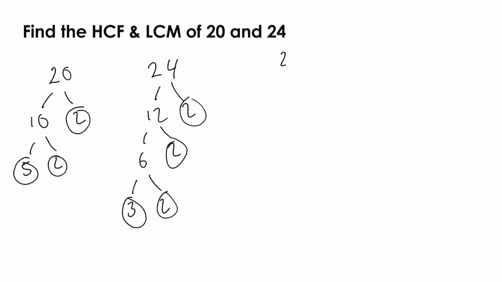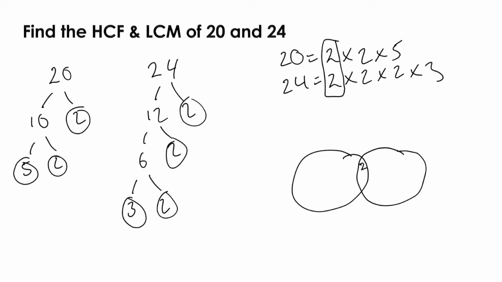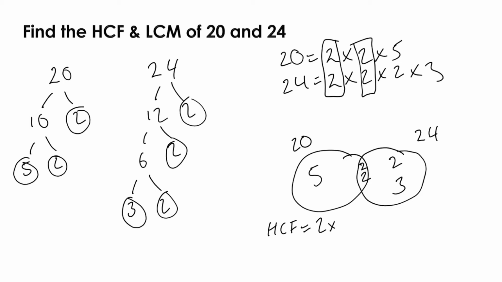So 20 is equal to 2 times 2 times 5. 24 is equal to 2 times 2 times 2 times 3. Put it in a Venn diagram. So the common prime factors go in the middle. We have 2 over here, and another 2 over here, which is 2, and then 5, 2 and 3 on the outside. To find the highest common factor, what we need to do is multiply the numbers in the middle. So highest common factor is equal to 2 times 2 equals 4. Lowest common multiple is multiplying all the numbers in the Venn diagram. 5 times 2 times 2 times 2 times 3, which equals 120.